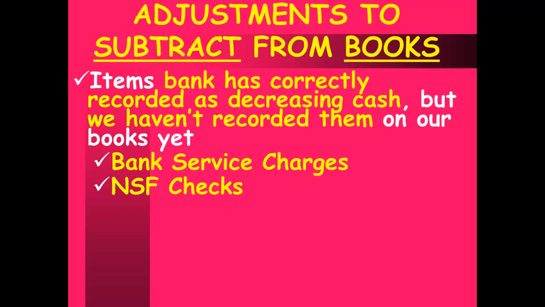What do we mean by NSF checks? Non-sufficient funds checks. Rubber checks, checks that bounce. Now the assumption here is not that we are writing bad checks. We would not teach you how to account for writing bad checks. The assumption here is that someone, a customer, wrote a check to you, you deposited it at the bank, and then you found out that the check was no good. It bounced. What does the bank do? They immediately take that money back out of your account. We haven't made the entry on my books yet because we didn't know the check was no good.